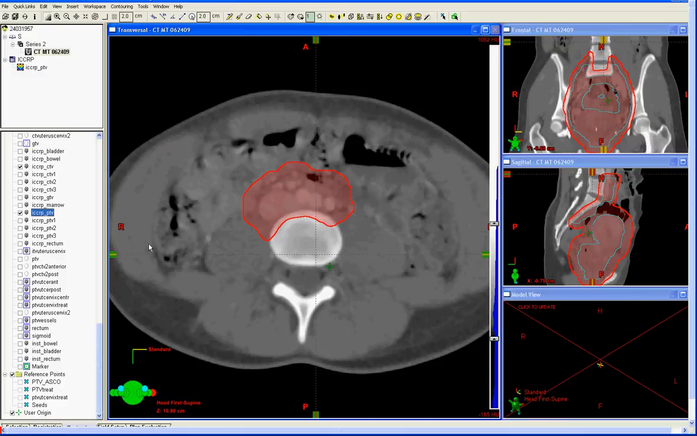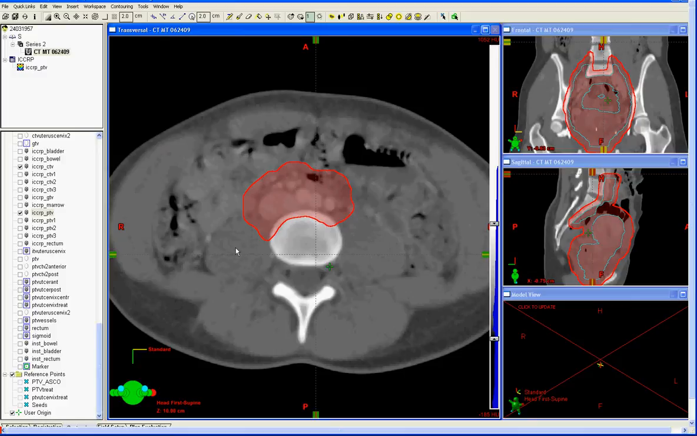The first contour we'll go over is the bowel. We're looking at a CT simulation scan for a patient with stage 2B cervical cancer. Outlined here is the topmost slice of the planning target volume at the inferior border of the L4 vertebral body. This is a reference point for the bowel contouring.